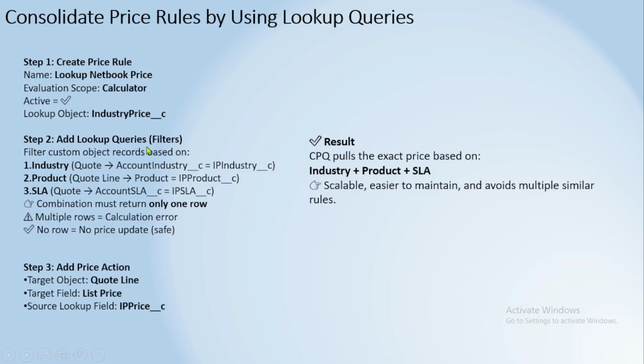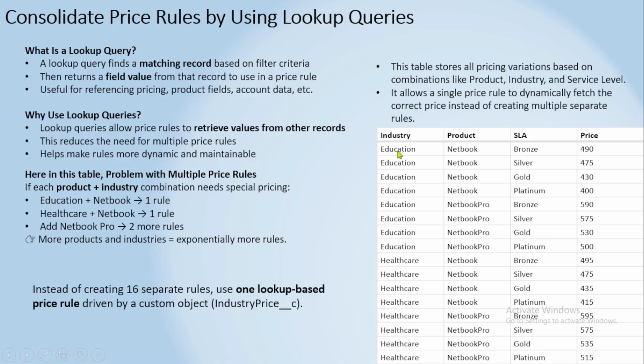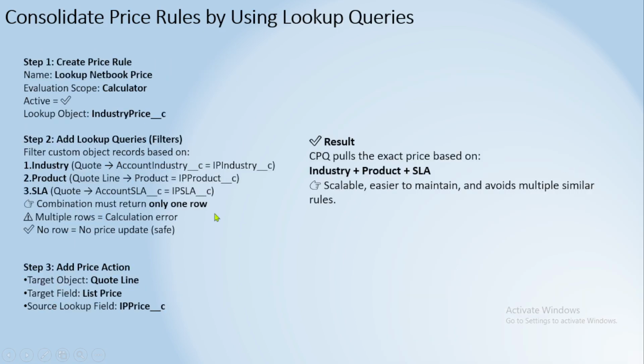What are the lookup filters? Now I need to add the filters. Quote account industry is equal to IP industry. IP industry is a field on this object. So quote account industry is equal to this industry, quote account product is equal to this product, and quote account SLA is equal to this SLA. Then in the action I can get this IP price. So I'm fetching all these records. The combination must return only one row, otherwise it will give an error if it returns more than one row.